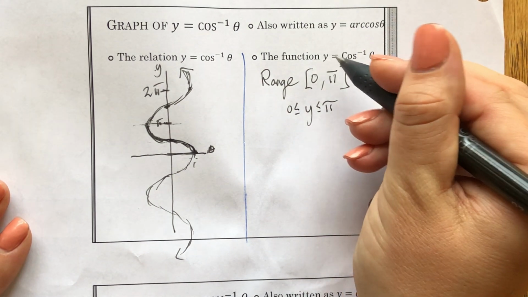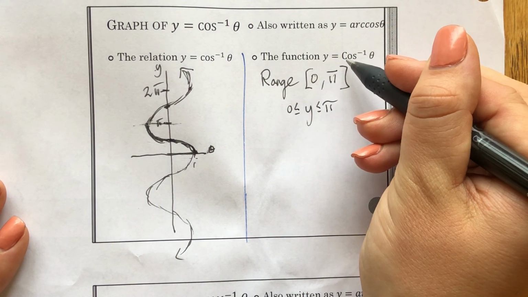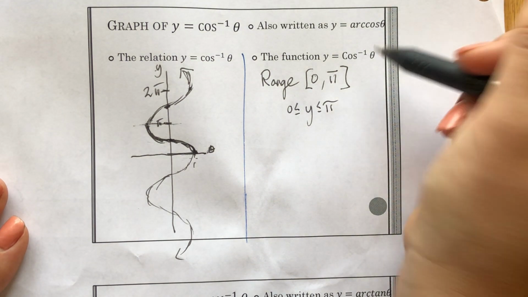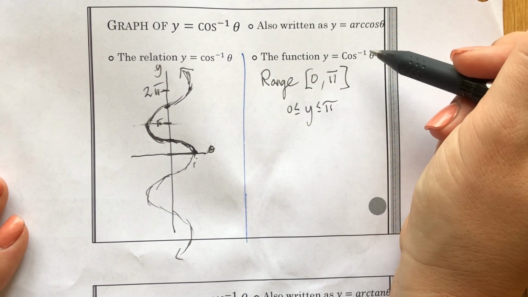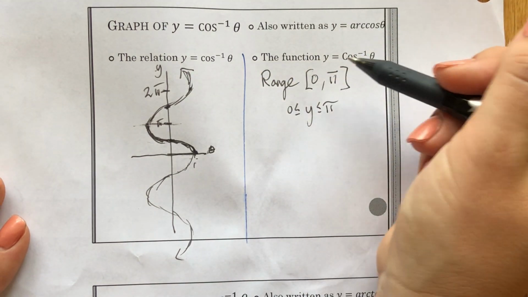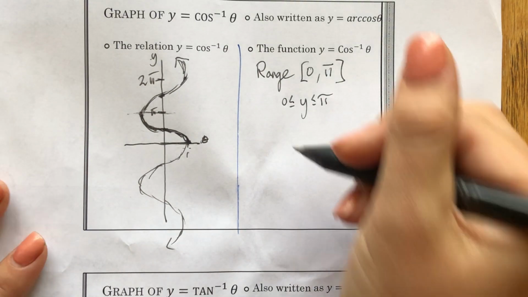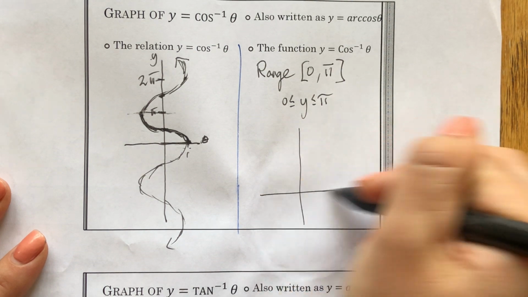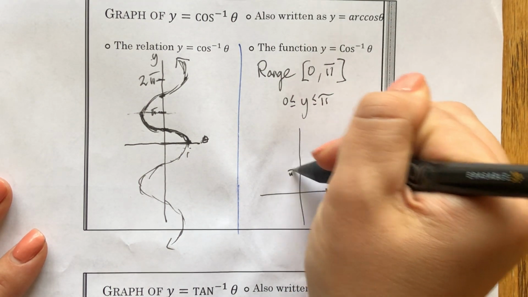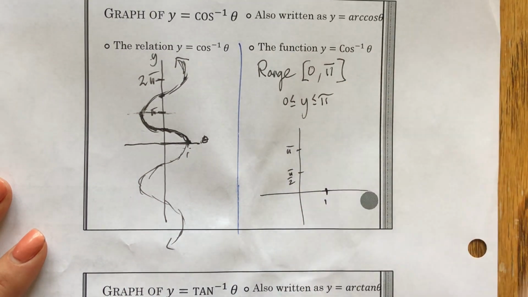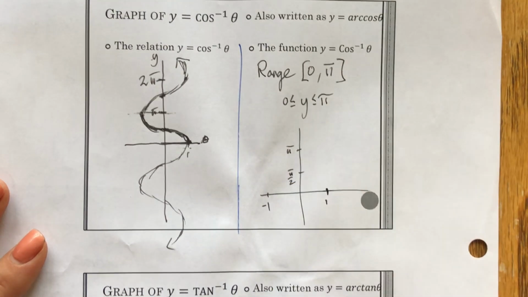So I'm going to graph the function capital inverse cosine. By the way, just FYI, when you say this, you never pronounce this cosine to the -1. You always pronounce it just inverse cosine. Okay. So the relation, I would have 1, pi over 2, and pi. So I'm just going -1, okay?